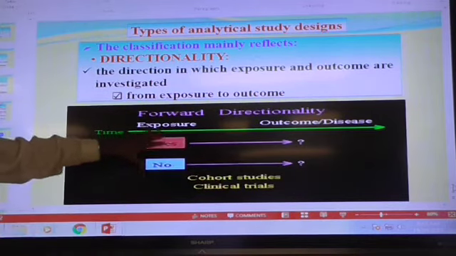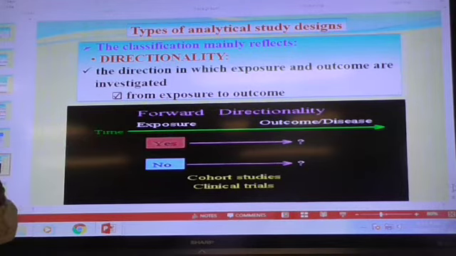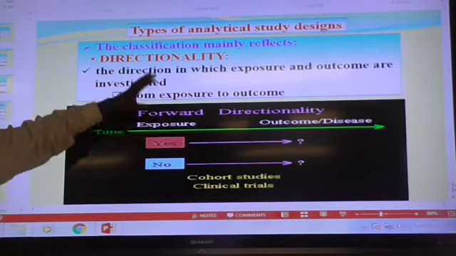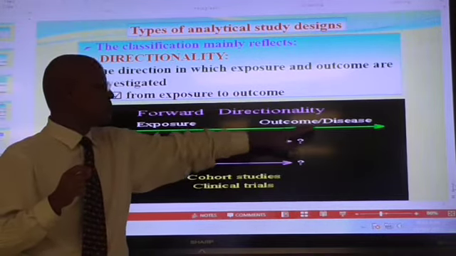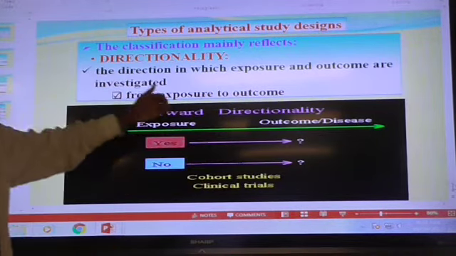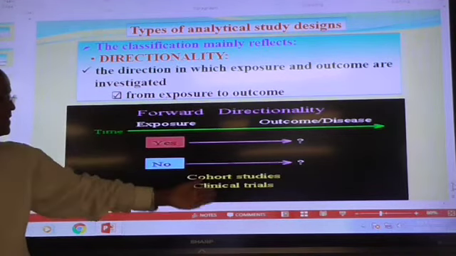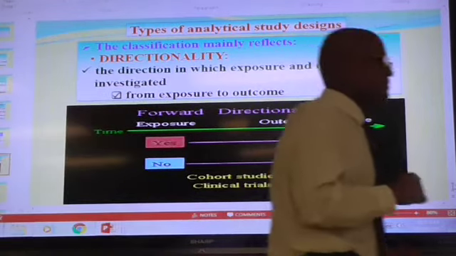Again, this can be what? You may be looking at the record. It doesn't have to be that you are first exposing and waiting for the outcome. No, you can just look at the record. But always you start with what? Even if you are looking at the record, you start by first ascertaining the exposure, and then follow it up to see whether the disease develops or not. So this is what we call forward directionality. So cohort studies and clinical trials always follow this forward directionality.